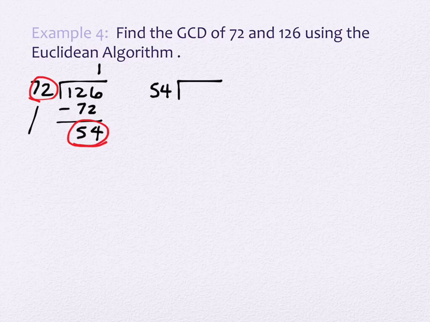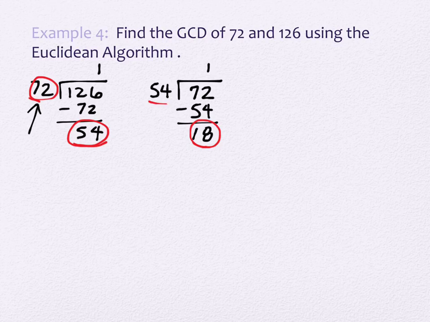And the number that used to be the divisor will now be the dividend, the number that goes underneath. It's still biggest divided by smallest, but these are the numbers you're using now. So how many times will 54 go into 72? Well, just once, right? When we subtract 54, what's 72 minus 54? 18. It's all about the remainder.